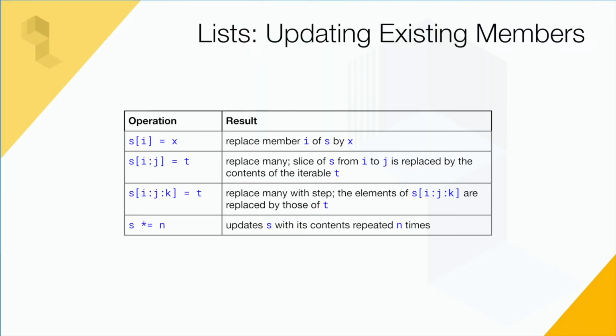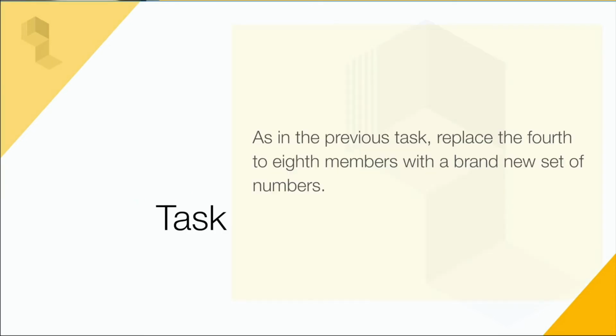Updating existing members. Now notice the use of the assignment here for this update operation. It means we are making a change to a value already present. The table below shows all of the ways of doing an update. And here's a task for you. In the previous task, replace the 4th to the 8th members with a brand new set of numbers.